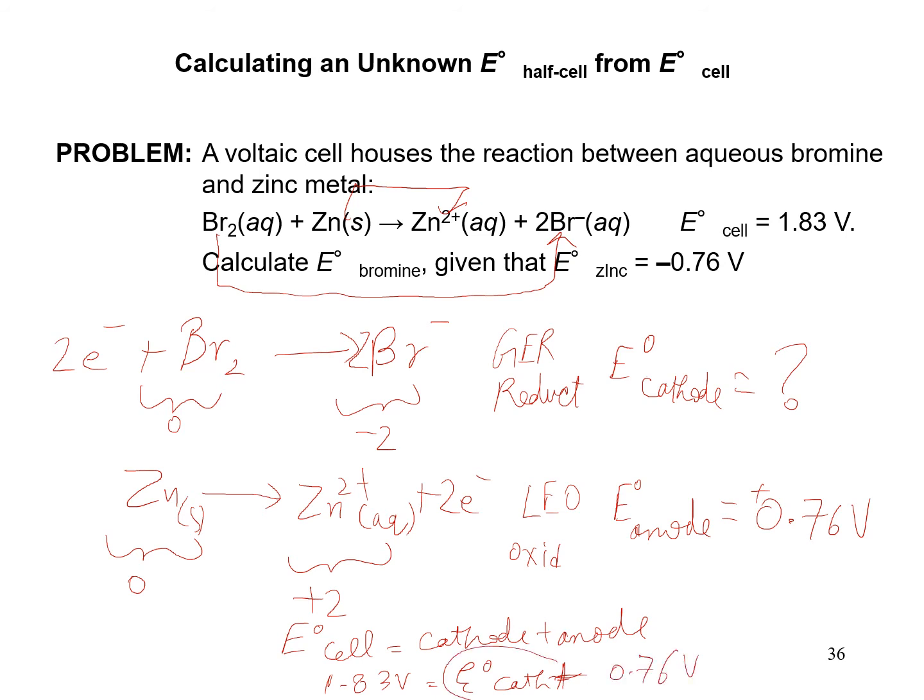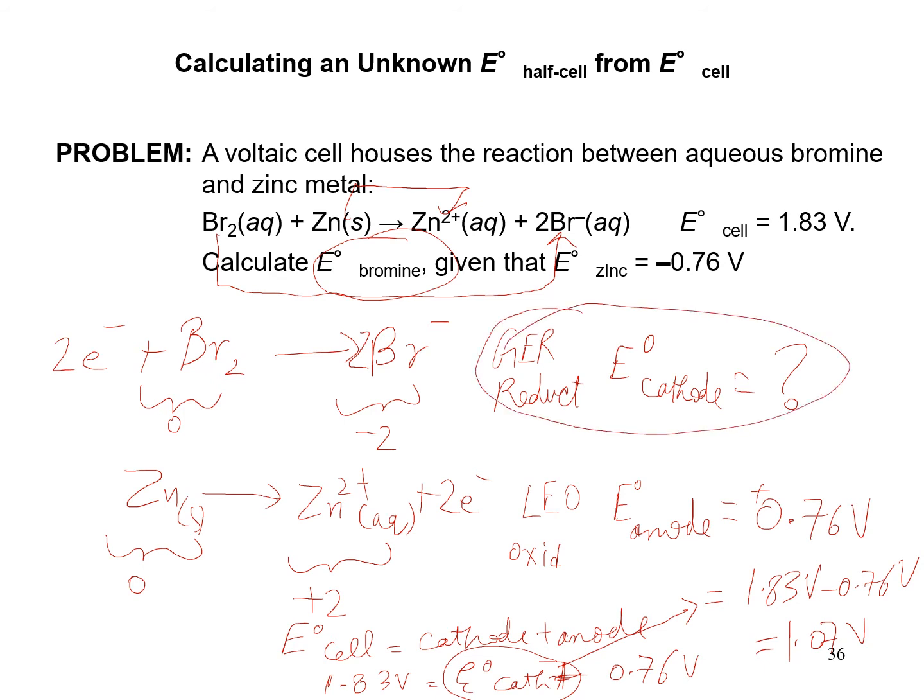So what would be cathode? I'm just going to plug it right here. Cathode would be 1.83 volt minus 0.76 volt, which would give you a final answer of 1.07 volts. So your answer for this, E naught for bromine, remember this is reduction, and the question is also asking you for reduction, so E naught would be 1.07 volts. That's exactly how the question can be flipped. One of them can be given to you, the other one would be asked for, or the question would be simple, like figure out what is E naught for cell.